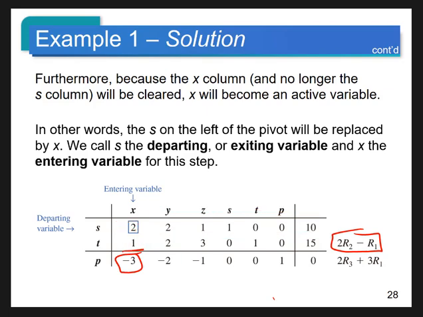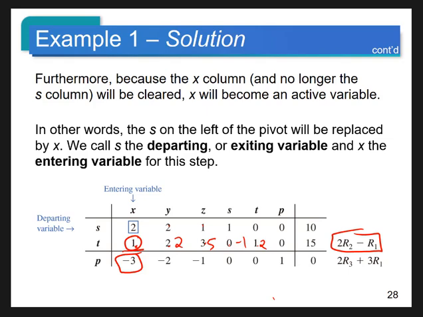So what does that mean? Well, 1 times 2 is 2, minus 2 is 0. That's what we wanted, a 0 there. 2 times 2 is 4, minus 2 is 2. 3 times 2 is 6, minus 1 is 5. 0 times 2 is 0, minus 1 is negative 1. 1 times 2 is 2, minus 0 is 2.